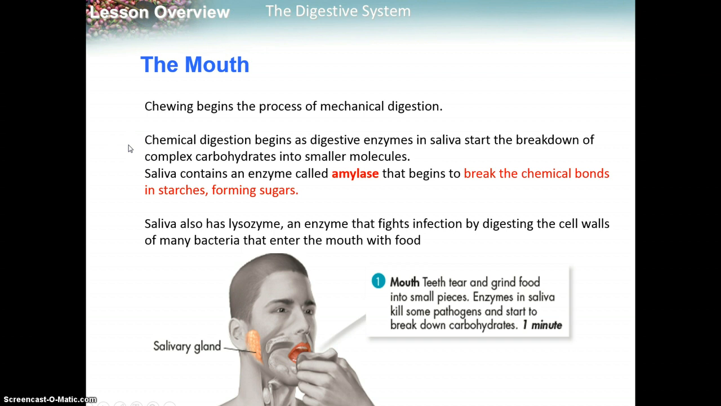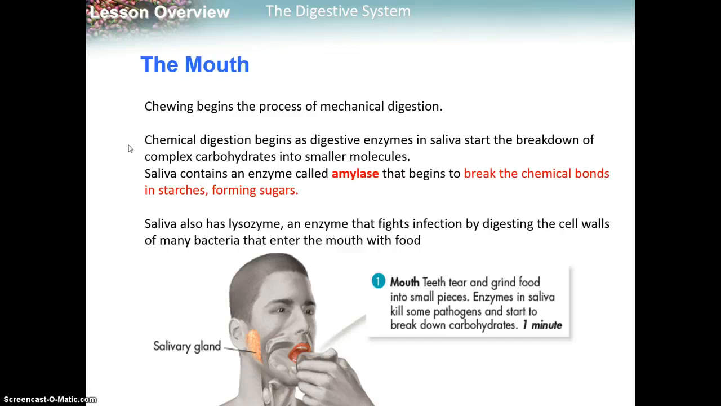You have some digestive enzymes in your saliva that start breaking down complex carbohydrates into smaller molecules. The enzyme that's responsible for breaking down carbohydrates in your mouth is called amylase. If you've ever put a cracker or some cereal in your mouth and just let it sit in your saliva, you're going to start to feel it disintegrate. That's the amylase breaking down the carbohydrate, like the starches in that food.